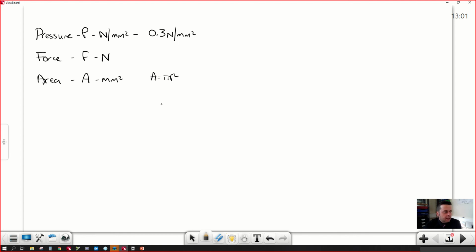And it would be nice, as an extension. This tends to be a little bit beyond what National 5 SQA ask for, but to be able to work out if you've got an area, what would the diameter be?